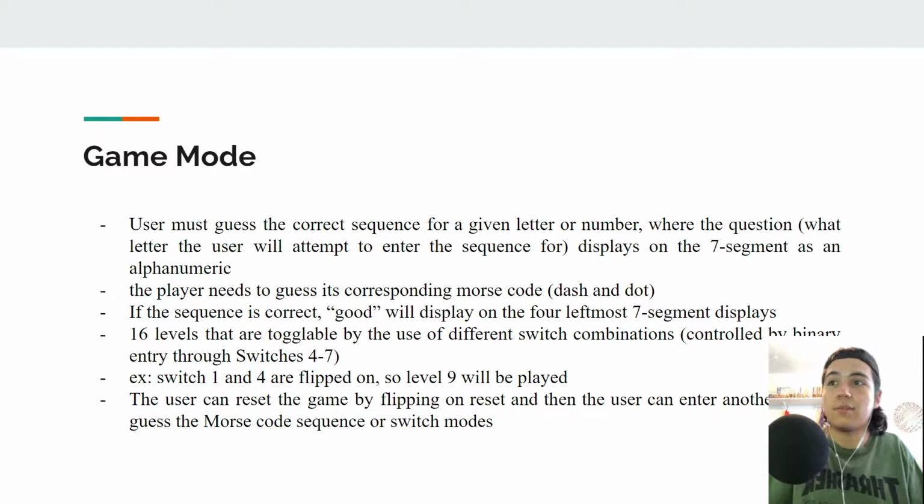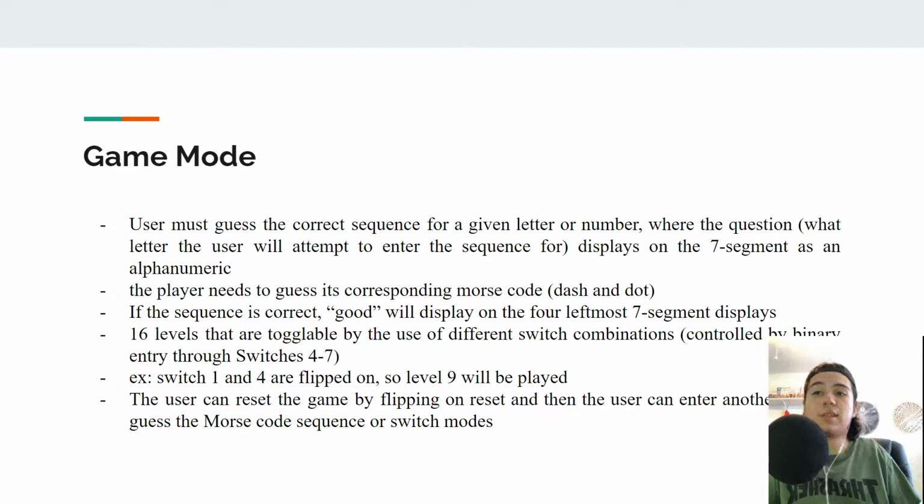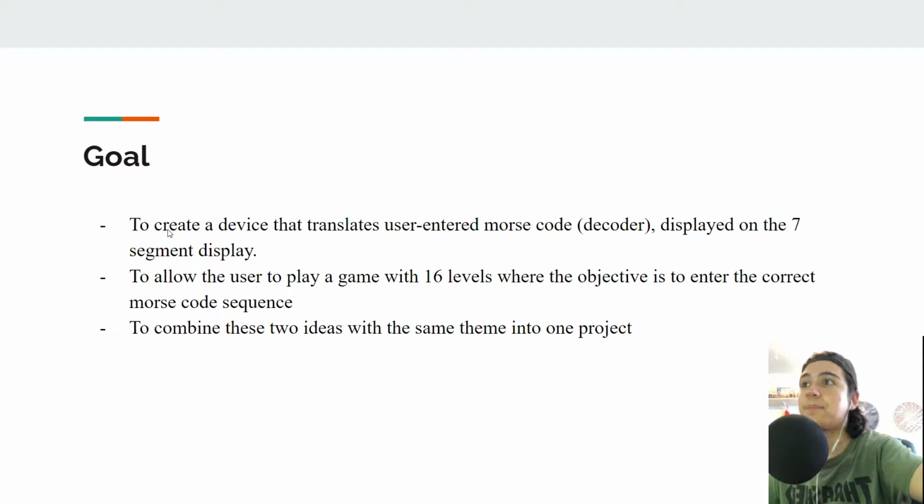There are 16 levels toggleable by 4 switches, so kind of like binary. So if 1 and 4 is flipped on, level 9 will be playing. The user can reset the game by flipping the reset switch on, and then you can either enter another level or enter another guess for the same level you're on, or just switch modes completely back to the translate mode.